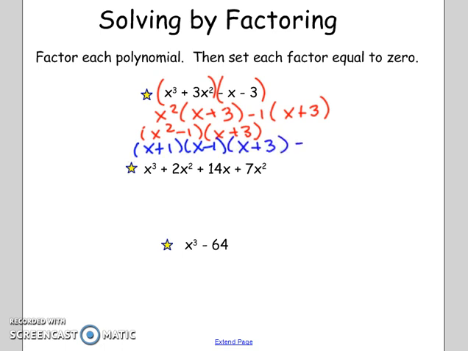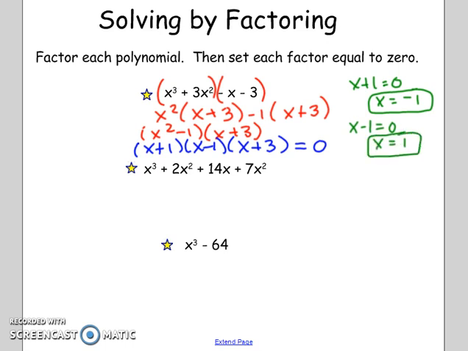So we're going to take this and set it equal to 0. We're going to set each of these factors to 0. If I set x plus 1 equal to 0, I end up with x equals negative 1. If I do x minus 1 equals 0, I end up with x equals positive 1. And if I do x plus 3 equals 0, I end up with x equals negative 3. So now I have 3 answers.